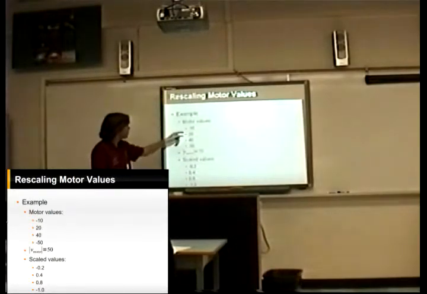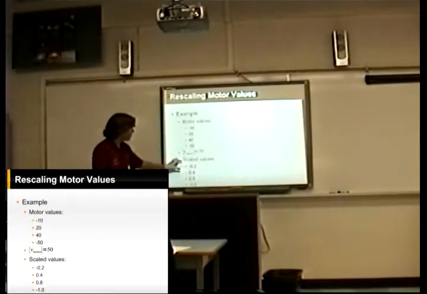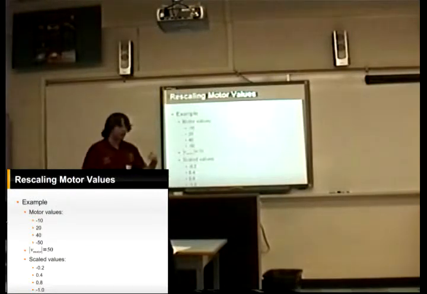Negative 10 times 2, or, yeah. If you multiply negative 10 by negative 2, you get 20. If you multiply negative 0.2 by 2, you get 20. But all these values have been scaled back to the range of negative 1 to 1.